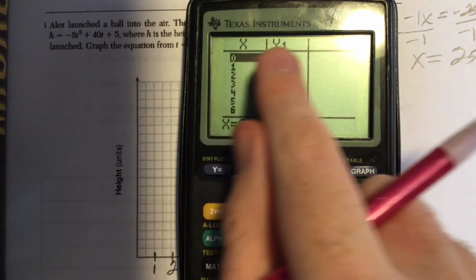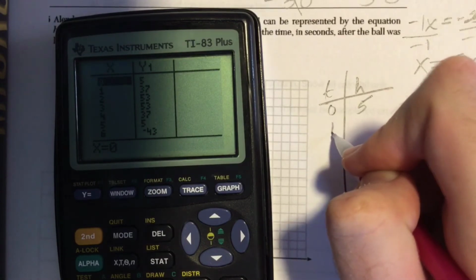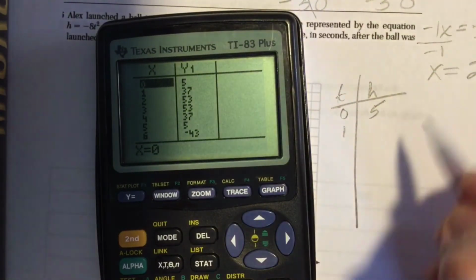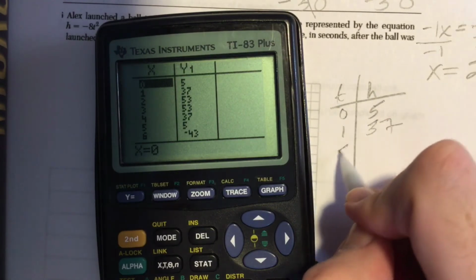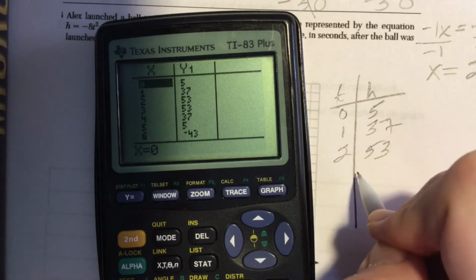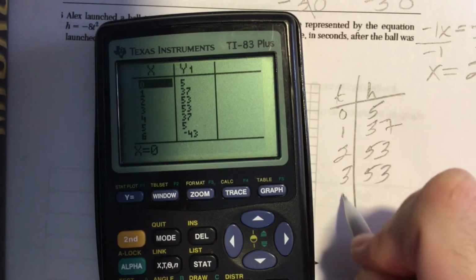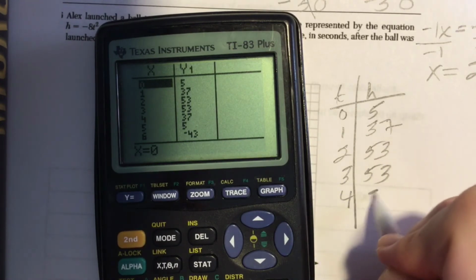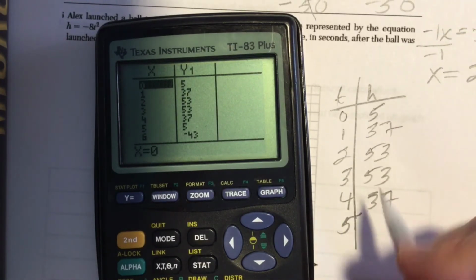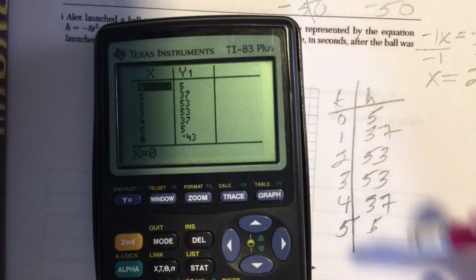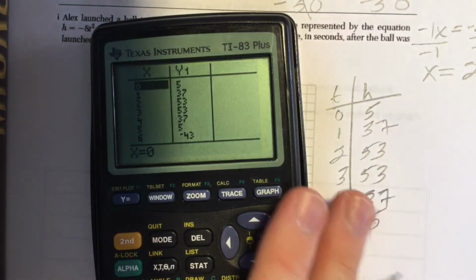So we could see that at 0 seconds, the ball is 5 units in the air. 1 second later, the ball is 37 feet in the air. 2 seconds later, the ball is 53 feet in the air. 3 seconds later, the ball is still at that same height of 53. 4 seconds later, the ball is back to 37 feet. And 5 seconds is where we're asked to stop our interval. It's back to 5 units in the air. The units could be yards, it could be feet. They don't really specify in this question.